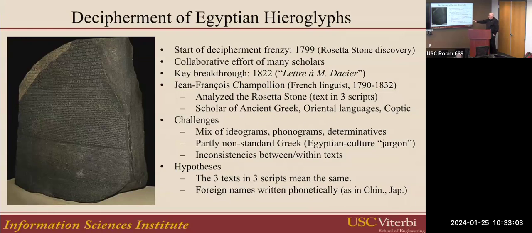So they had a couple of hypotheses. They hypothesized that the three texts in the three scripts mean the same thing. In hindsight this is pretty evident, but that was not totally for sure. They also had scholars who knew about Chinese and Japanese. When Chinese write out a name like John May, they do it phonetically, right? So they hypothesized that if they look for foreign names in particular, those would be largely phonetic, and the foreign names would include Greek names like Cleopatra. And so that all helped.